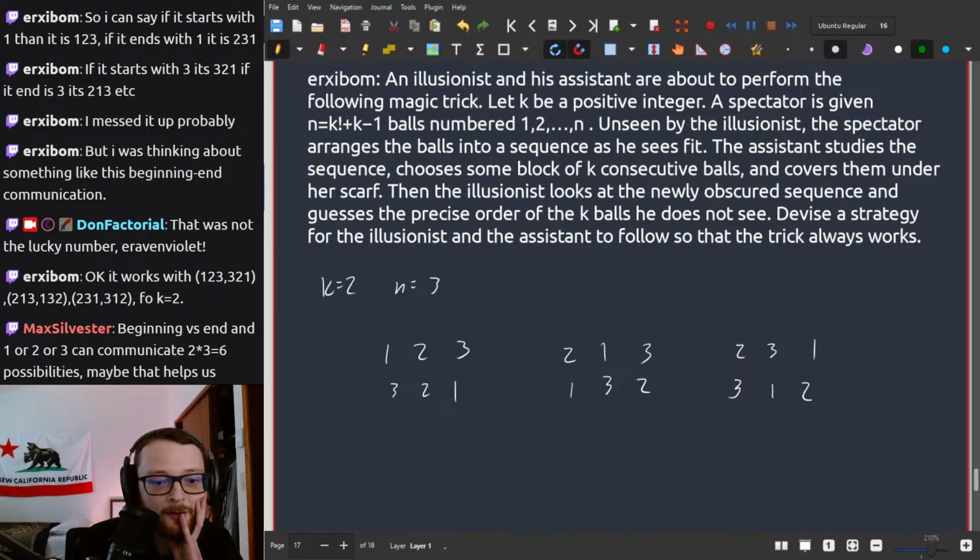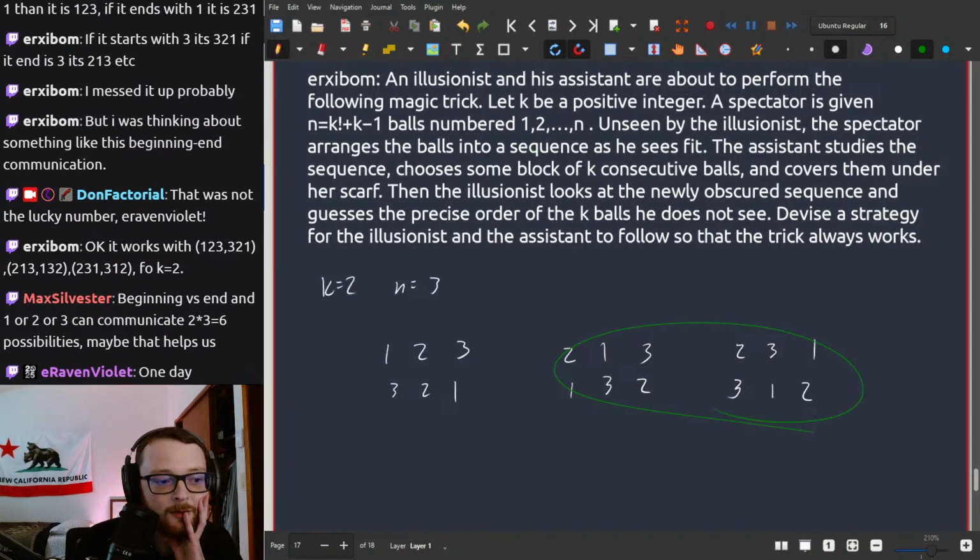This should be better. Ooh, or do we run into conflicts here? Let me see. Max Sylvester, welcome in. Beginning versus end, and 1 or 2 or 3 can communicate. 2 times 3 equals 6 possibilities.